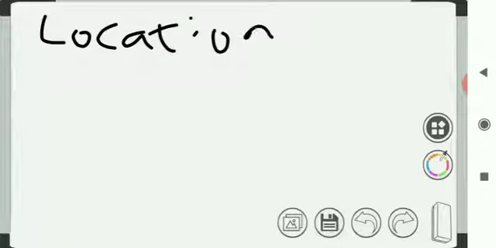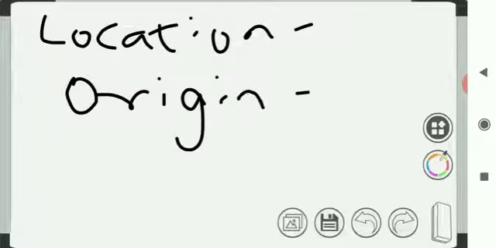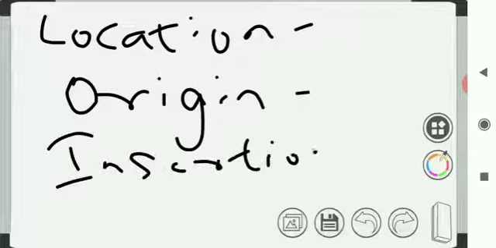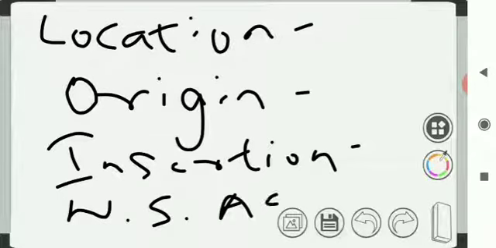Any muscle we should be able to explain under the following headings. What is the location? Just now I told you the location, the pectoral region. Then origin, from where it begins. Then insertion, where it ends or where it gets attached. Then nerve supply. Last but not the least, actions. So these are the headings. We'll see them one by one with a diagrammatic explanation.